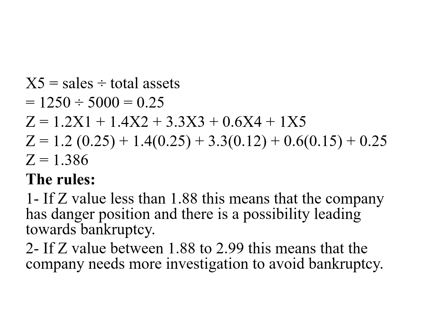Okay, I made all of these calculations to predict whether this corporation will fail or not, will have a corporate failure or not. So that equals 1.386, which means what? It means that the value is less than 1.88, and this means that we are in danger, that this corporation is going to fail or is going to face bankruptcy. But if the Z value were between 1.88 and 2.99, this means that we need further investigation to avoid bankruptcy. We can help this corporation to avoid the corporate failure. But here we are in the danger stage.